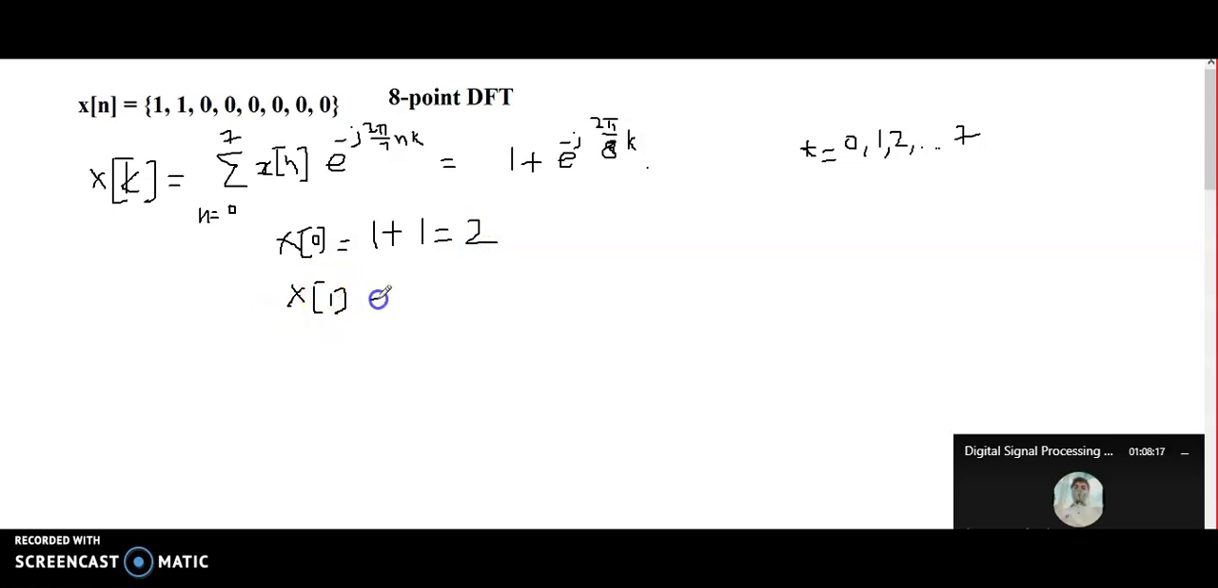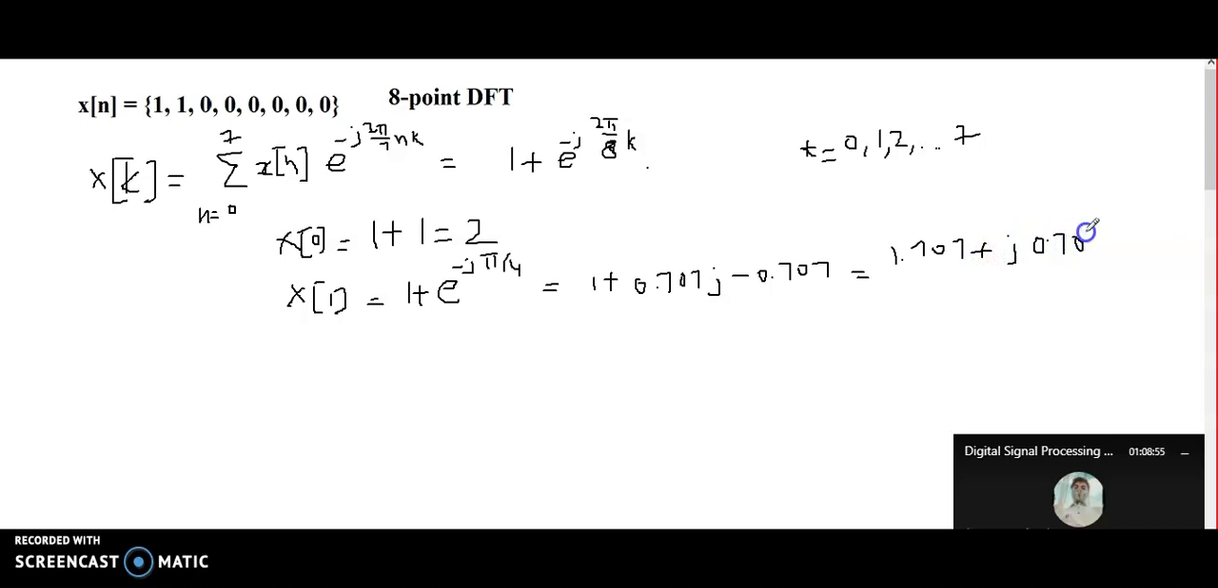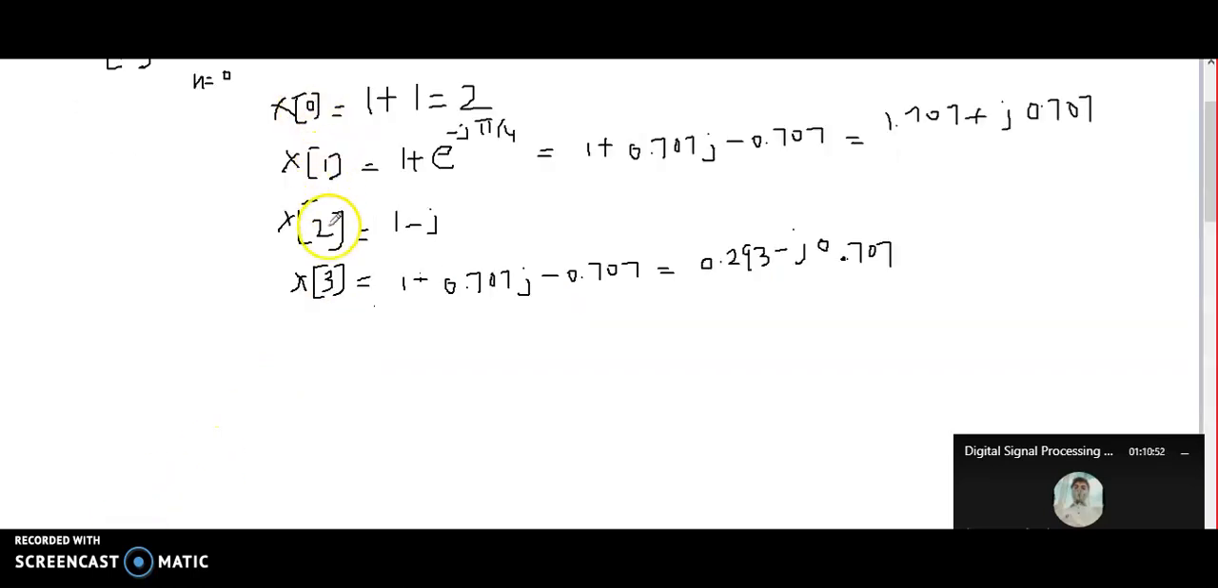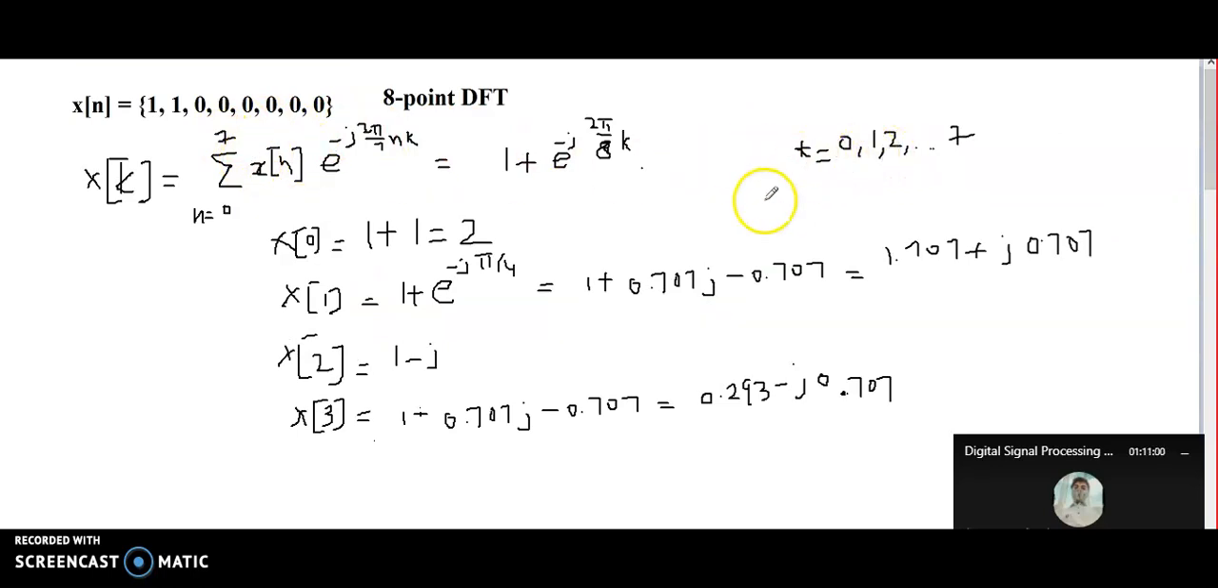Similarly x1 क्या होगा? x1 will be 1 plus e raised to power minus j pi by 4, and it will be 1 plus 0.707 minus j 0.707, ये हो जाएगा x1. x2 will be... इन चार की वैल्यूज, k equal to 0, 1, 2 and 3, फाइंड आउट करके नेक्स्ट वी हैव टू फाइंड आउट और चार वैल्यूज फॉर k इक्वल टू 4 5 6 and 7, ये चार वैल्यूज निकालनी है.